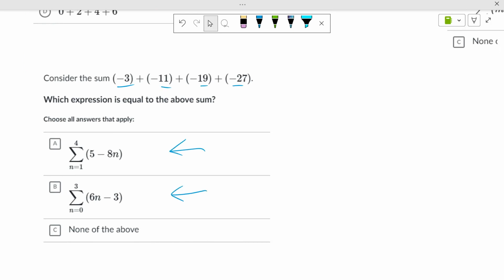Which one of these work? Or do both of them work? Or do none of them work? So we try them. Put a 1 in here. You get 5 minus 8, which is -3. That one works. Then put a 2 in here. 5 minus 16 is -11. That works. And put a 3 in here. 5 minus 24 is -19. And put a 4 in, and you get -27. So that one works. Then you try this one. 6 times 0 is 0, minus 3 is -3. 6 times 1 is 6, minus 3 is, well, 3. That doesn't work. So this is the answer.